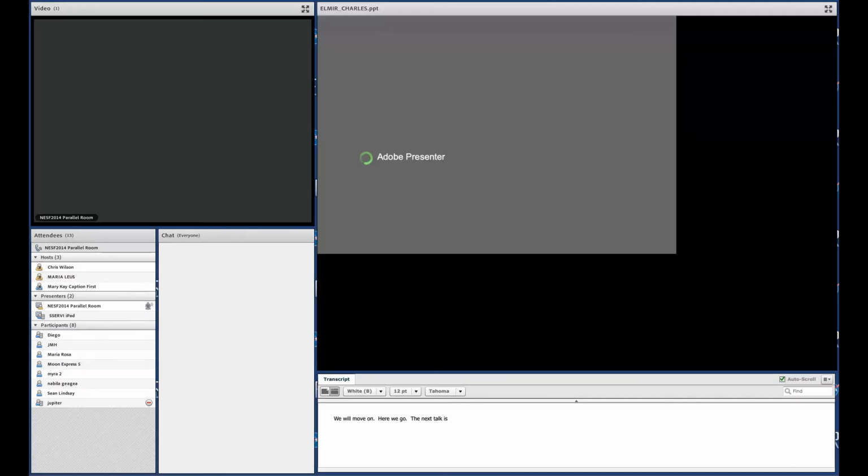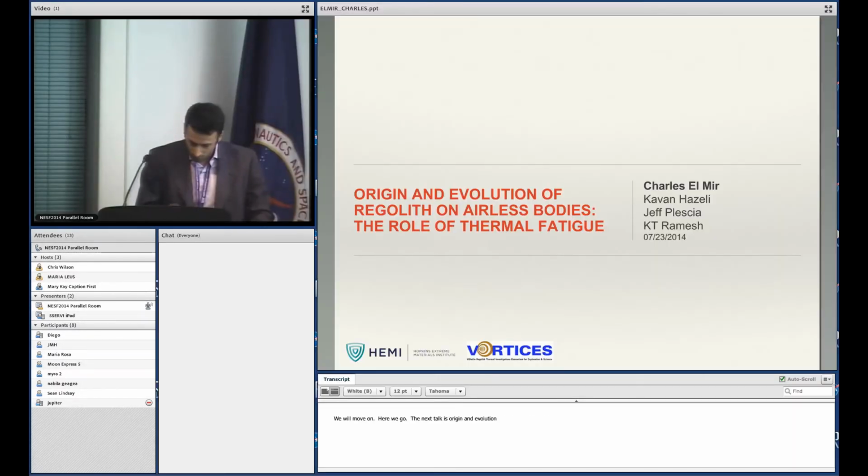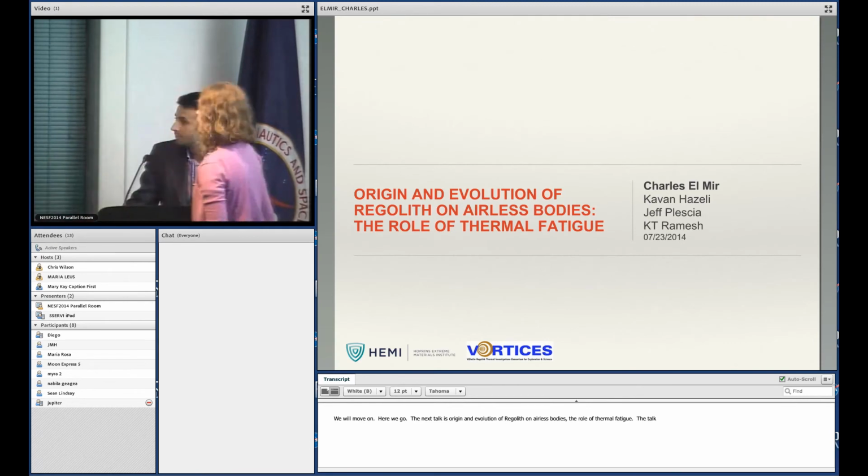Origin and evolution of regolith on airless bodies, the role of thermal fatigue. And the talk is given by Charles Elmira.